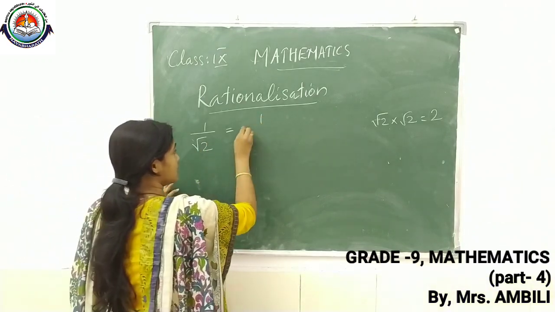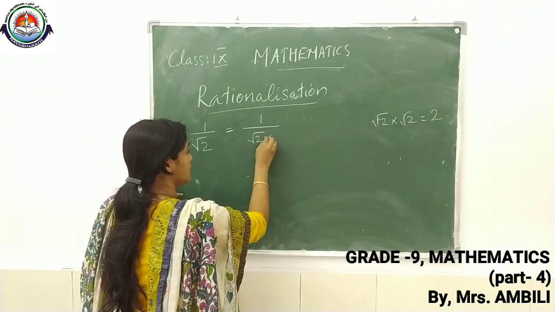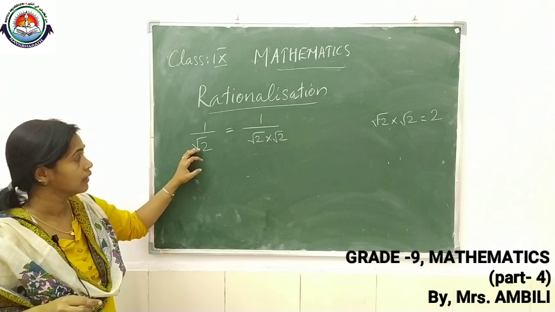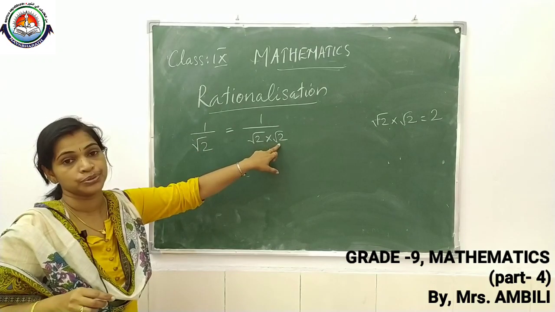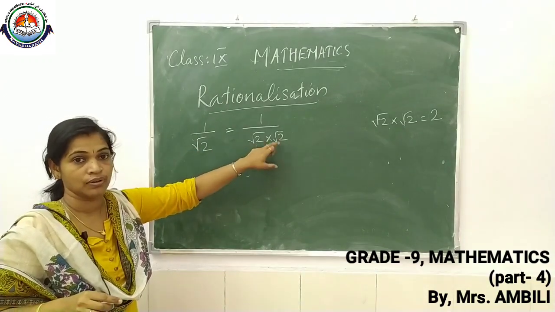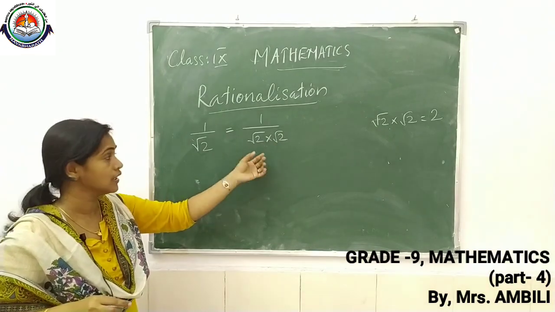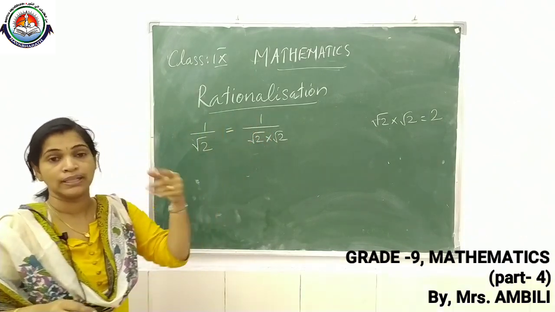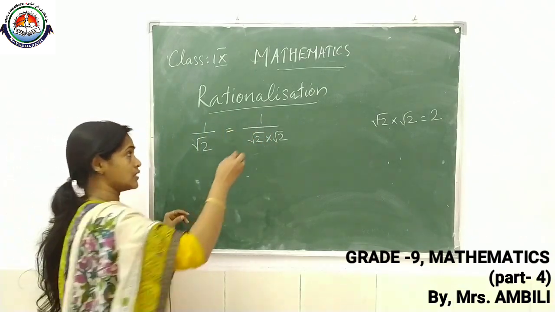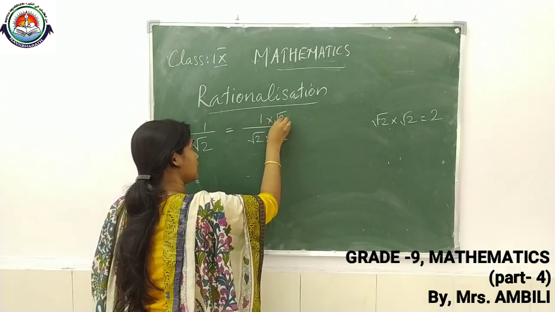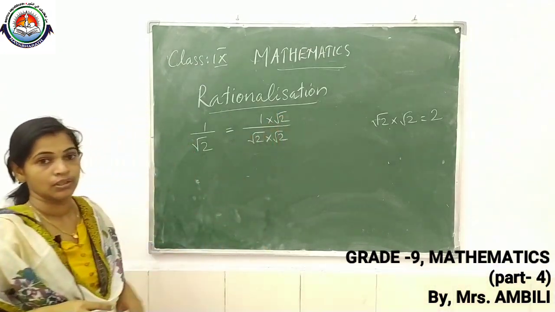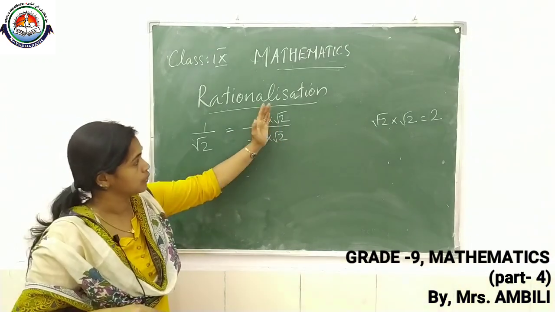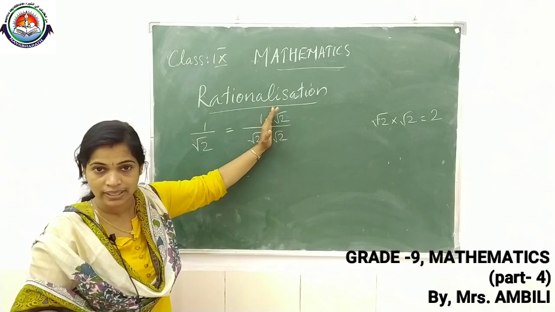So we multiply here also: 1 by root 2 into root 2. We multiplied the denominator by root 2. For balancing, if you multiply the denominator by a number, you need to multiply the numerator by that same number also. So we multiply 1 also by root 2. Now we got 1 into root 2 by root 2 into root 2. Here root 2 by root 2 is 1, so there is no change. Clear?